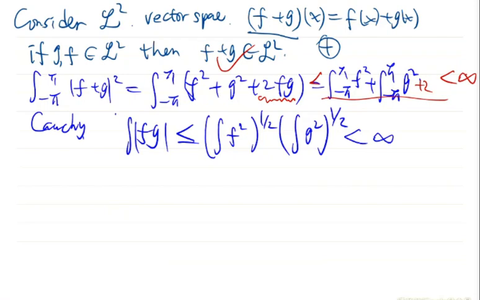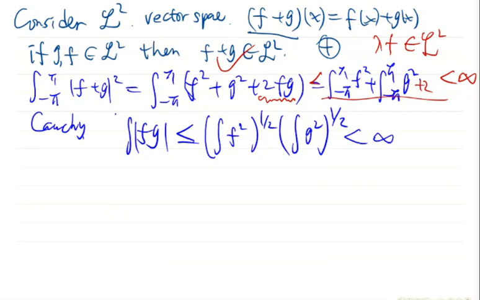So this means that (f plus g) squared is also integrable. That is, f plus g belongs to L2. So we have addition in L2. Similarly, lambda f is also in L2. If f is in L2 and lambda is a real number, then lambda f is in L2. So L2 is a vector space.